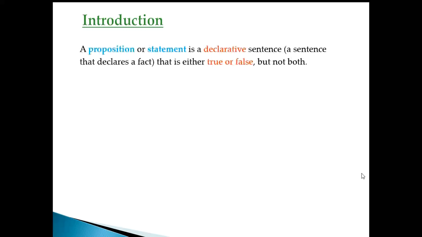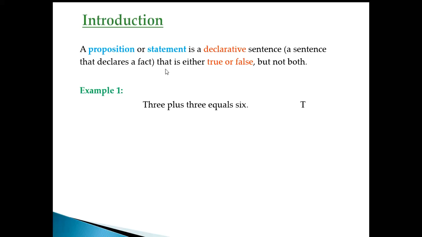A proposition, or we can say a statement, is a declarative sentence that is either true or false, but not both. It means any statement that is either completely true or completely false, but not both. This type of sentence is called a statement or a proposition. So let's take an example for this.